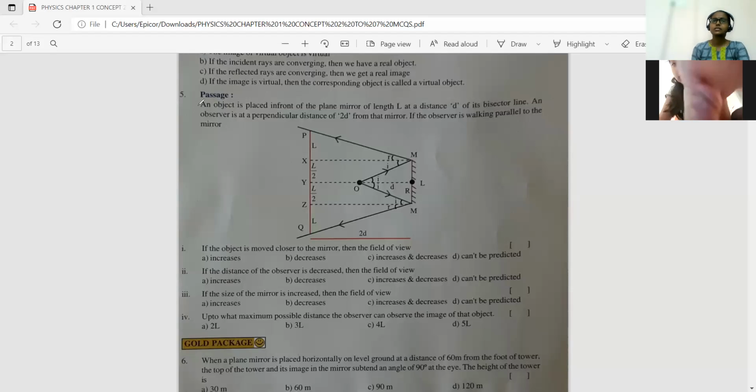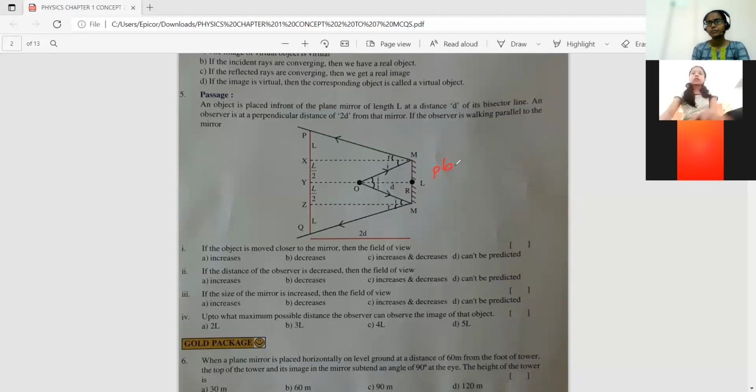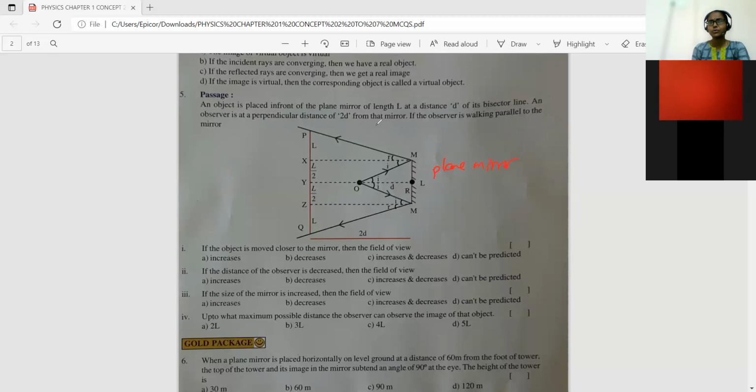Yeah, fifth question. See children, an object is placed in front of a plane mirror. Okay, this is a plane mirror. We kept one object in front of the plane mirror at a distance, on its bisector line. An observer is placed at a distance of 2D from the mirror.